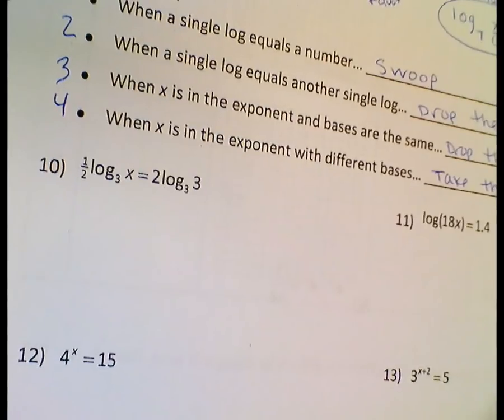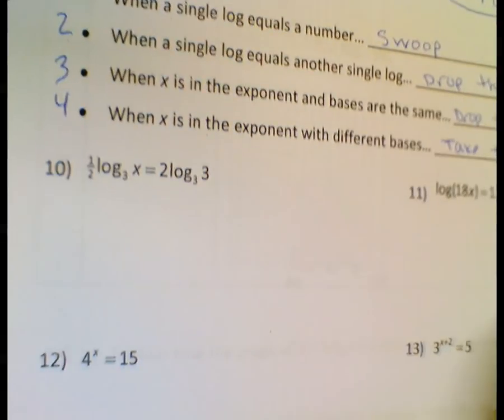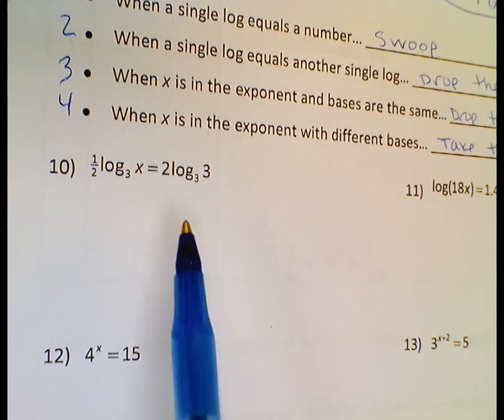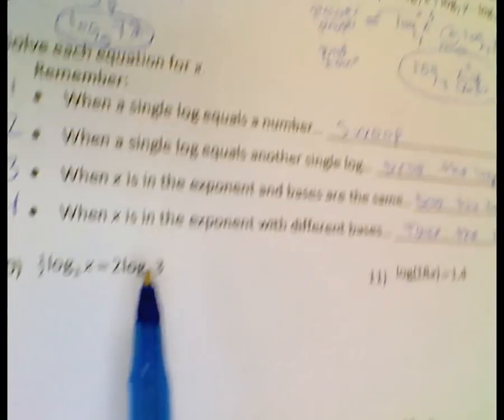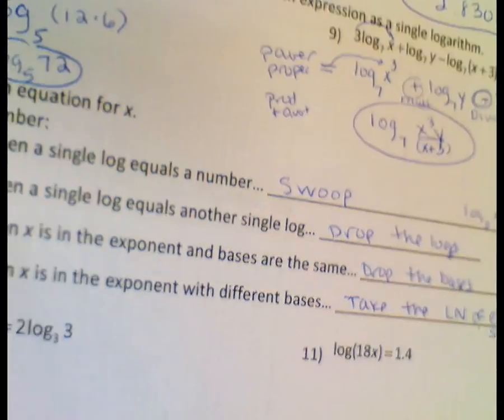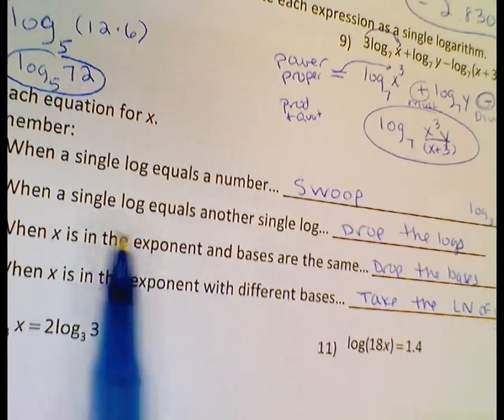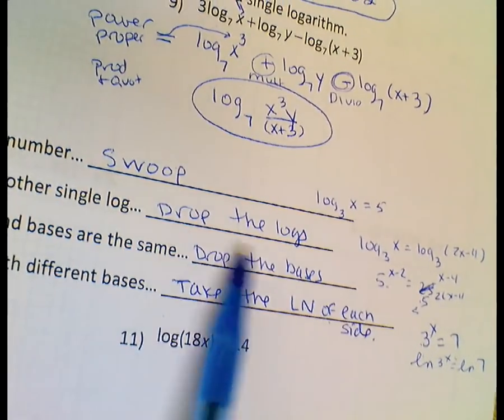So in number 10, which case do we have? Do we have a log on one side? Do we have a log on both sides? So we are in case 2, when a single log equals another single log. We're in case 2. We are going to drop the logs.